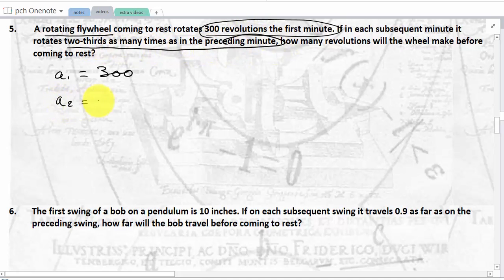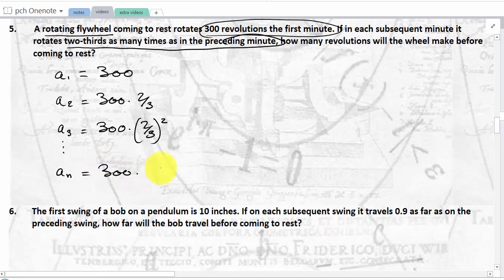So in the second minute, it's going to rotate 300 times 2/3. In the third minute, it's going to rotate A2 times 2/3. So 300 times 2/3 squared, right? And so at the nth minute, it will rotate 300 times 2/3 to the n minus 1. Okay, so we have a geometric sequence right here. How many revolutions will the wheel make before coming to rest?